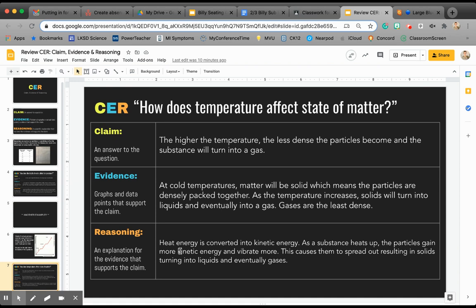So why is it that at colder temperatures, matter is going to be a solid, and at warmer temperatures, matter could be a gas? Well, we found out this reason why. Heat energy is converted into kinetic energy. And remember, kinetic energy is motion. As a substance heats up, the particles gain more kinetic energy and vibrate more. This causes them to spread out, resulting in solids turning into liquids and eventually gases.